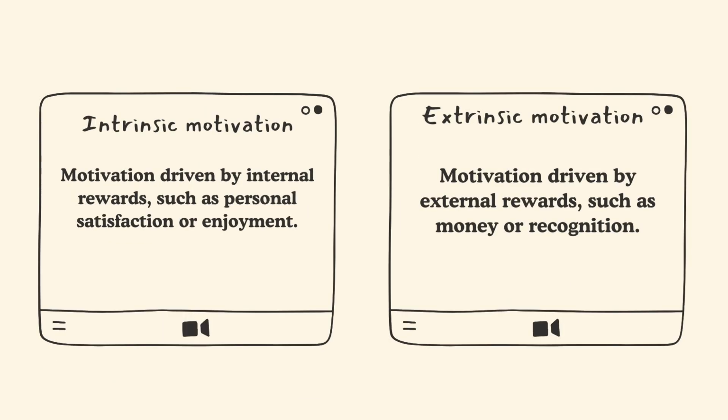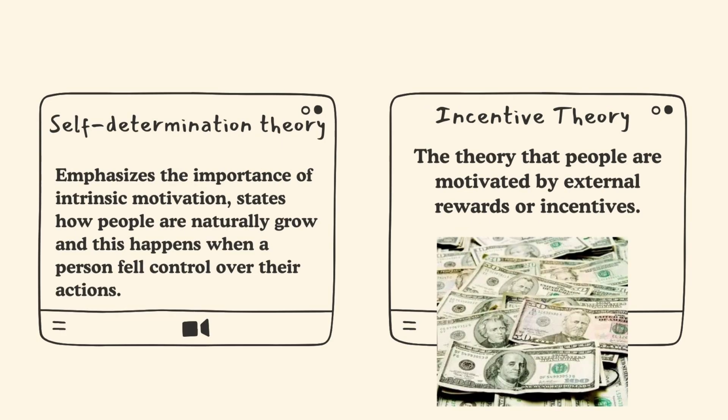There are two types of motivation. The first one is intrinsic motivation. This is the motivation driven by internal reward, such as personal satisfaction or enjoyment. Like you can see, there are two types of motivation, right? The one that starts with intrinsic, we'll focus on the in, which is the internal reward, and the extrinsic motivation. The ex, you can think of as the external reward. So this is the motivation driven by external reward such as money or recognition.